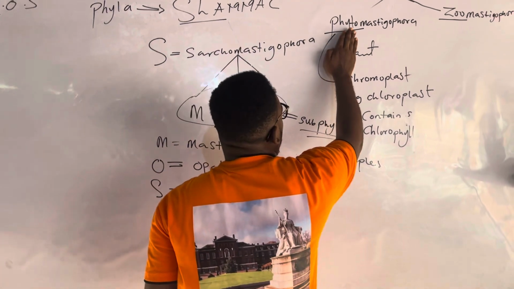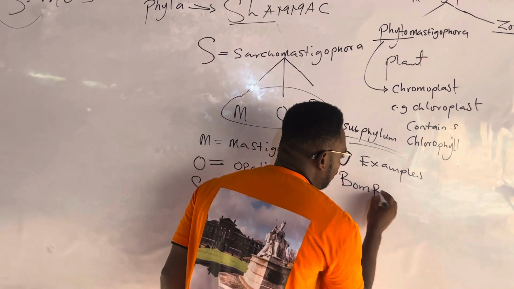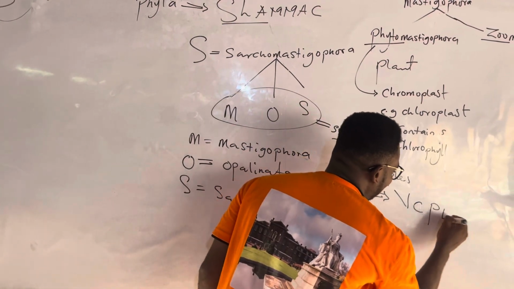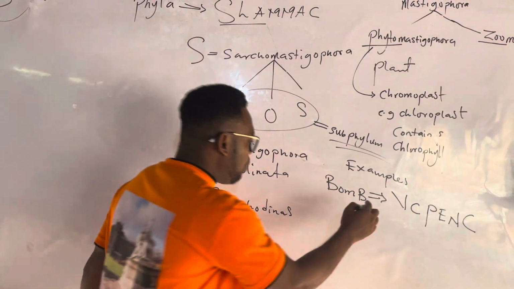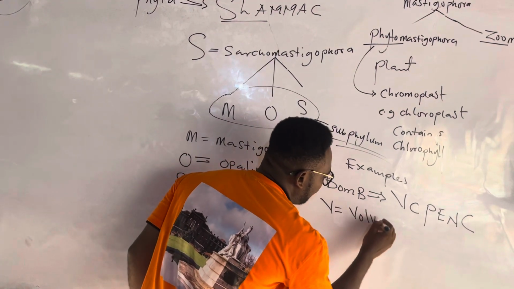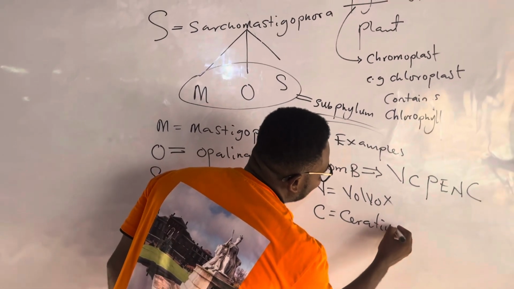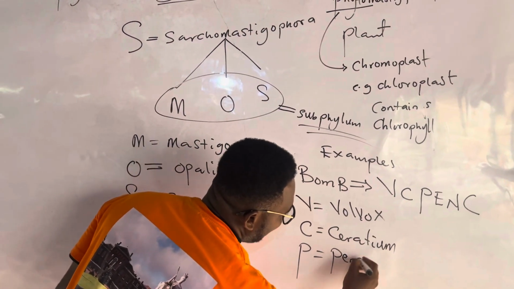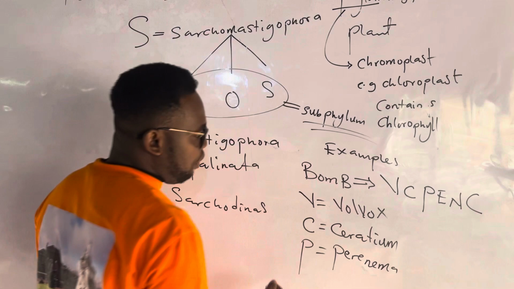For the examples of organisms that are Phytomastigophora, you will use this acronym, which I call BOM. You will use this BOM to remember everything. You will use VC pencil. VC pencil. What is V? Volvox. V stands for Volvox. C stands for what? C stands for Serratium. P stands for what? Peranema. E stands for what?